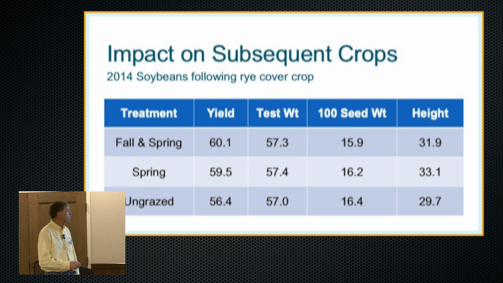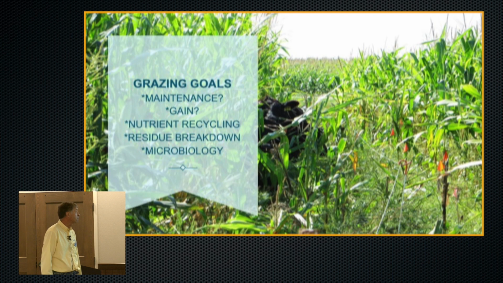Here you can see soybean yields following that rye cover crop. No statistical difference, actually numerically the grazed blocks yielded higher than the ungrazed. So it shows you can run livestock on crop ground and not hurt the subsequent crop yields.